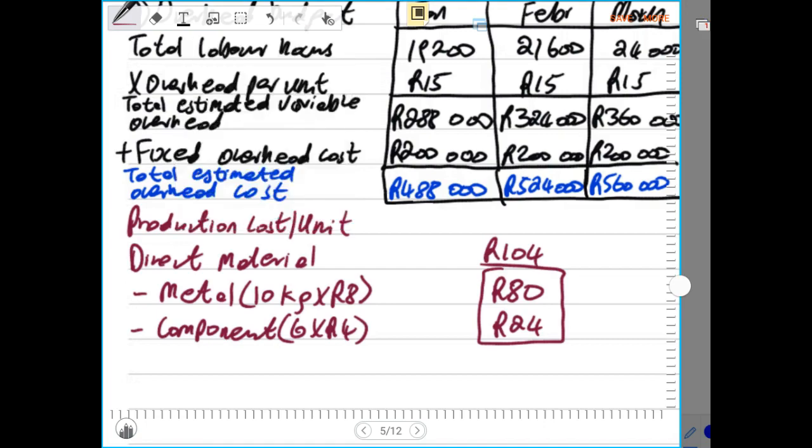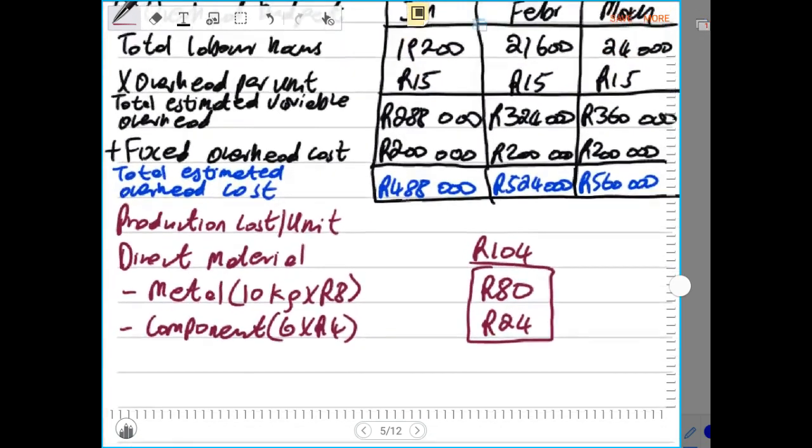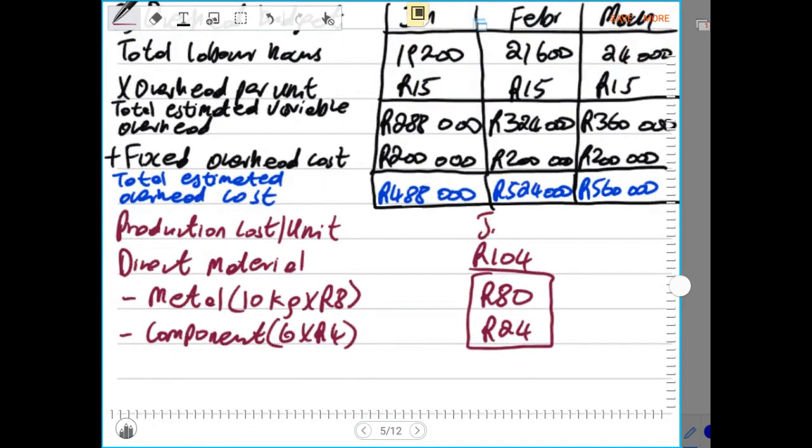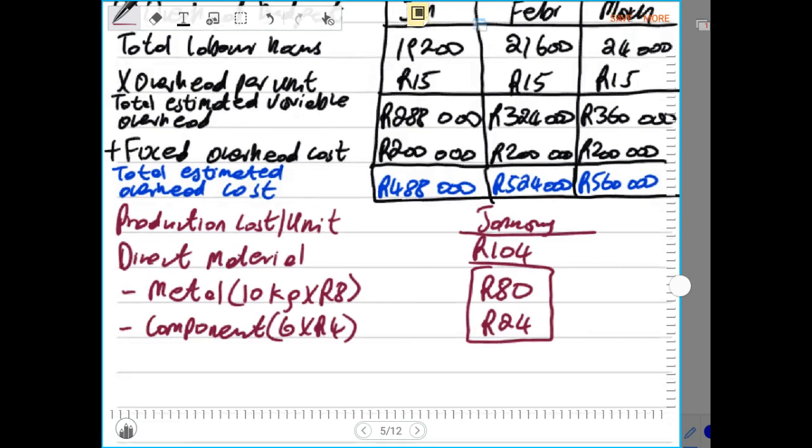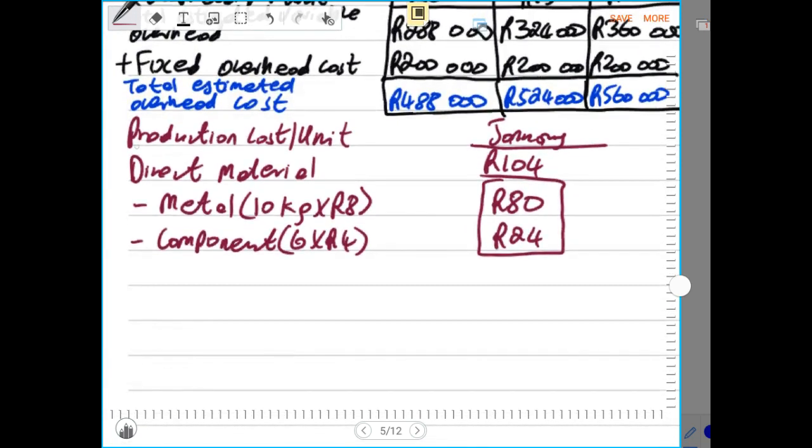That will be 104 rands in the month of January, because we are only doing this for the month of January. Only for the month of January. Then after direct material, we know that the production cost is direct material. Then after it will be direct labor.